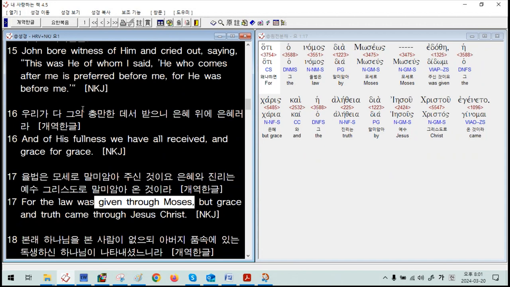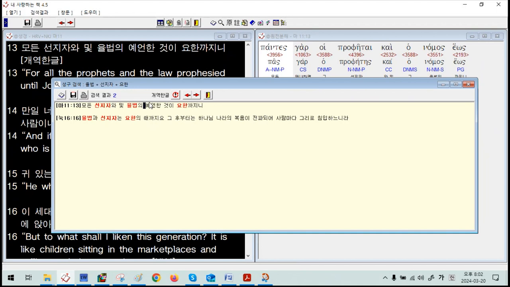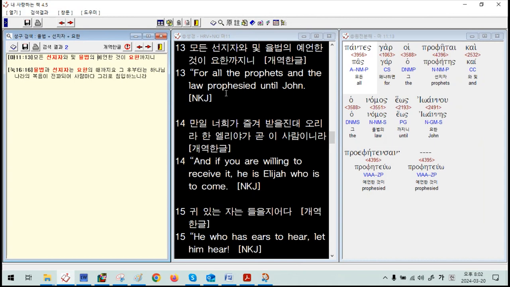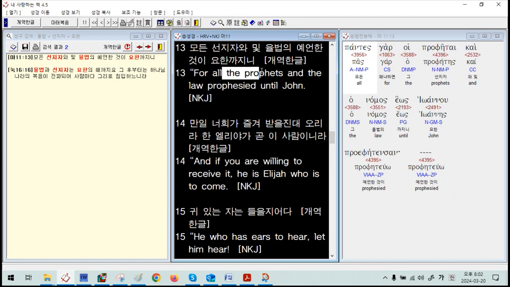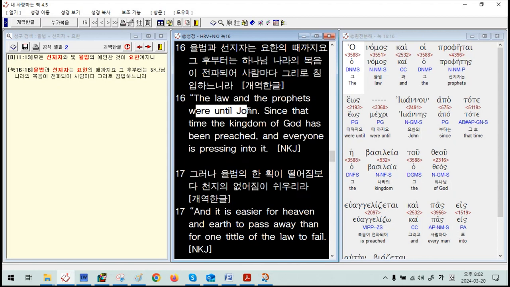That's why when you go to the New Testament Bible, when you go to Matthew, it shows two different locations. One place is Matthew 11:13. All the prophets and the law. Law is the Moses law, right? Grace. All the prophets. So, fourth and fifth day prophesies until John. So law and prophet, John is the fifth day person. If you are willing to receive it, he is Elijah who is to come. Right? And then Luke 16:16. The law and the prophets were until John. So until John is the fifth day.